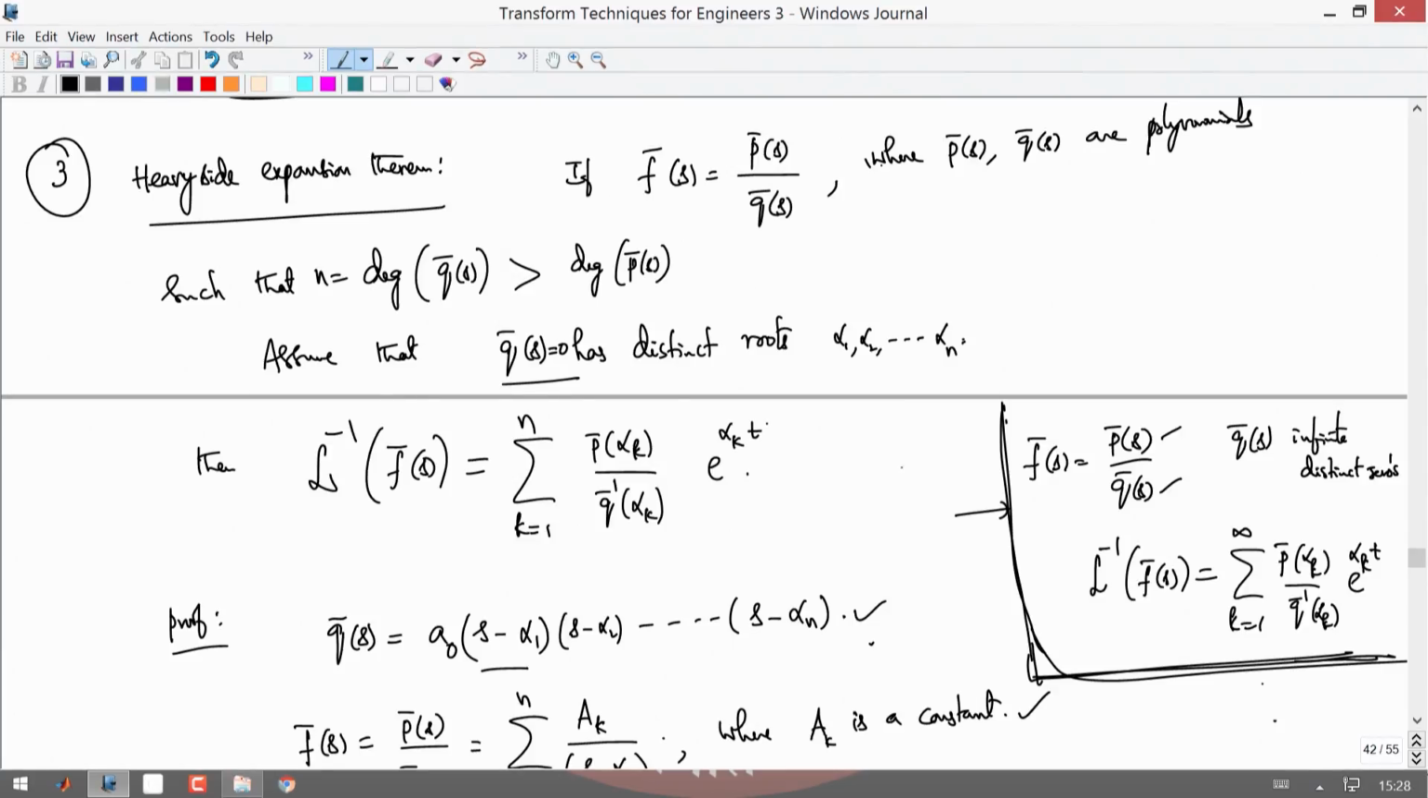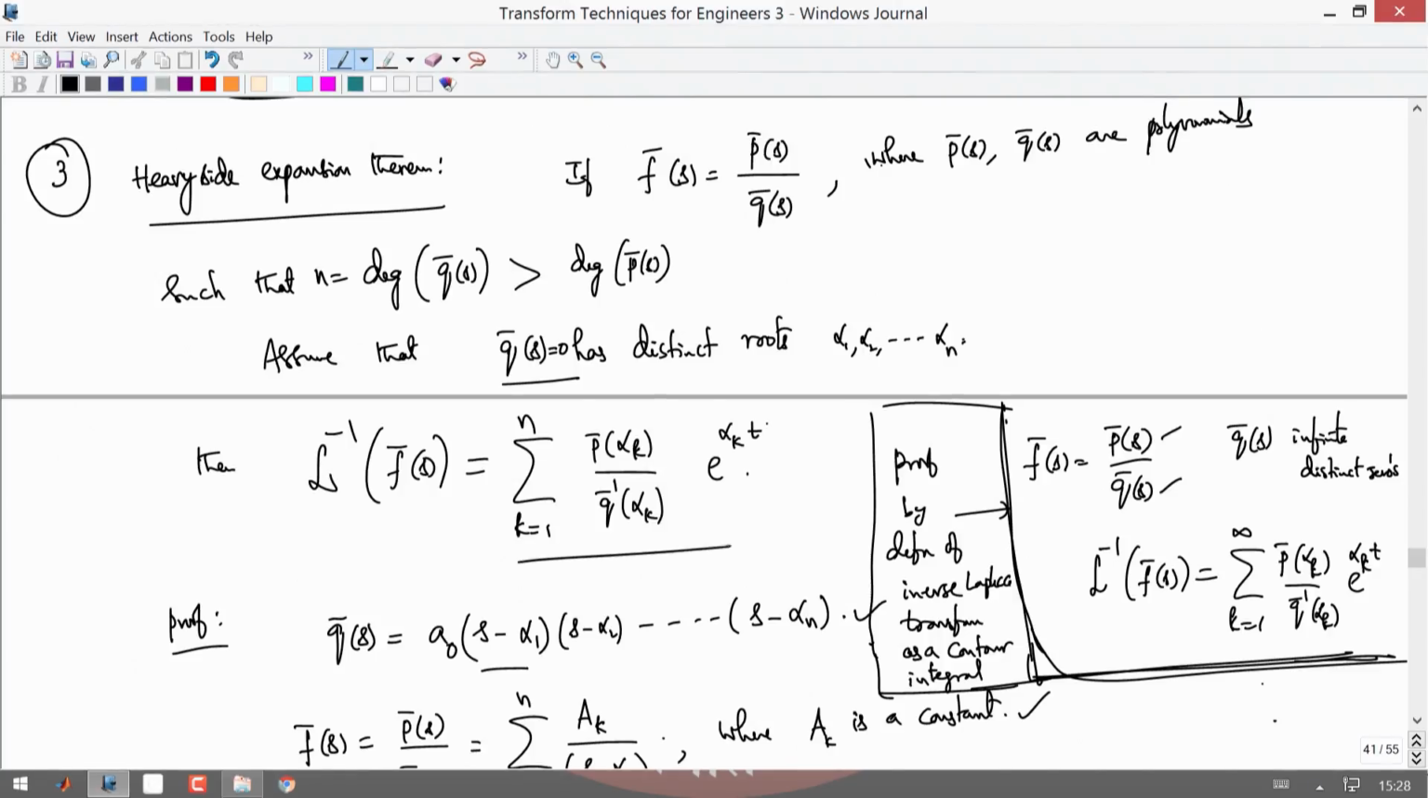This is proved by contour integration. Okay. A definition of inverse Laplace transform as a contour integral, that we will see as a way to get the Laplace inversion in the next, as part of 4. This third one, which is using Heaviside, is valid only for finite sums. Okay, this is valid only for finite sums.